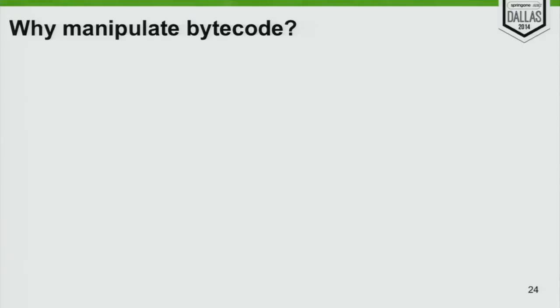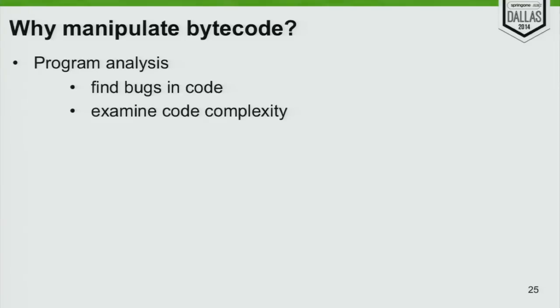So what are some of those applications? Well, one area is program analysis. How many people have used FindBugs? That uses ASM under the hood to analyze your bytecode and find bugs in your application. Some companies have code complexity rules. You can only have so many if-else statements in a method. Well, they analyze your code at the bytecode level to determine what that code complexity is.